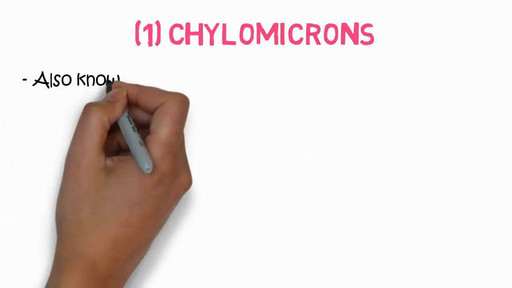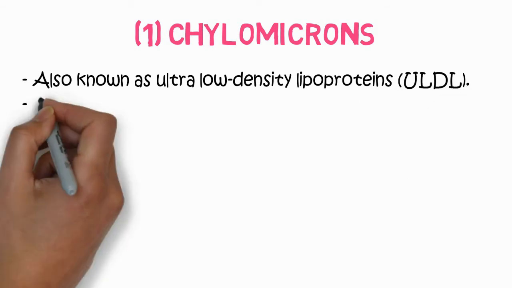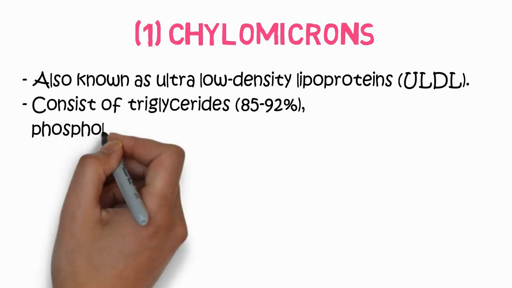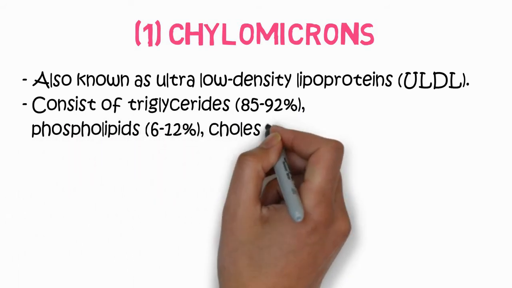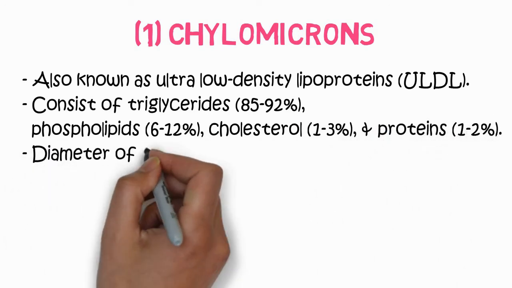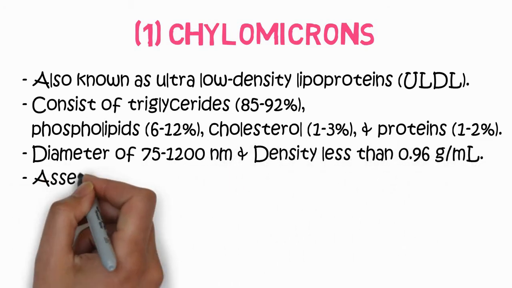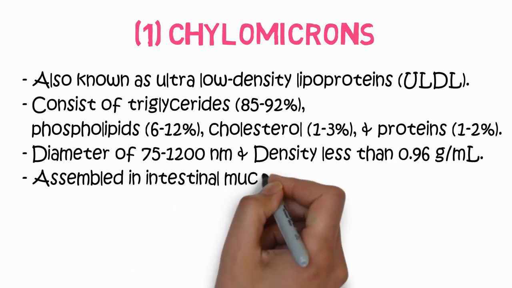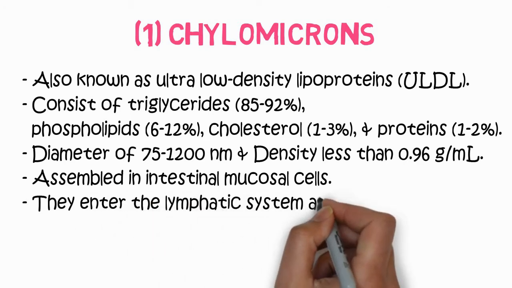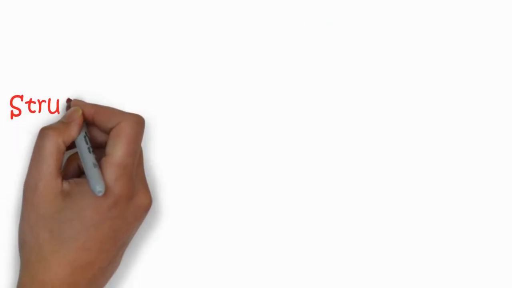The first class of the lipoprotein is known as chylomicron. They are also known as ultra low density lipoprotein, ULDL. They consist of triglycerides 85 to 92%, phospholipid from 6 to 12%, cholesterol from 1 to 3%, and protein about 1 to 2%. Chylomicrons are big in size, with a diameter of 75 to 1200 nanometer, and density less than 0.96 gram per milliliter. They are assembled in intestinal mucosal cells. They enter the lymphatic system and enter the blood through the thoracic duct.